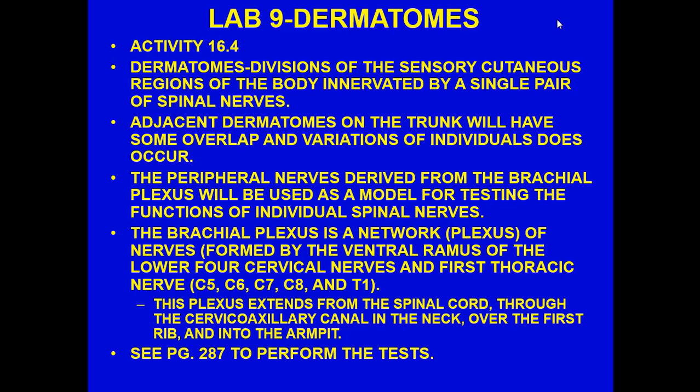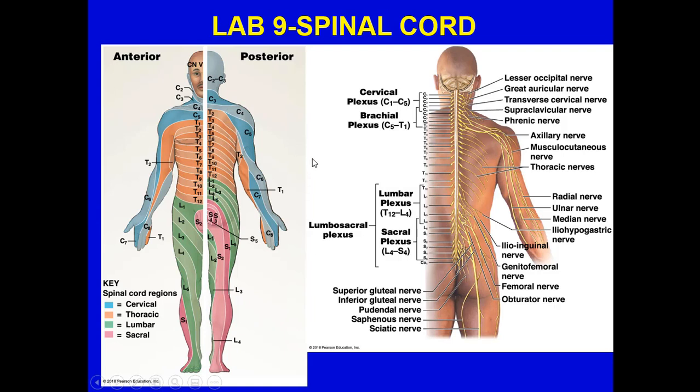The brachial plexus is a network, a plexus, of nerves formed by the ventral rami of the lower four cervical nerves and the first thoracic nerve. So C5, C6, C7, C8, and T1, they fuse together and then form this network. And then this plexus extends from the spinal cord through the cervicoaxillary canal in the neck, over the first rib, and into the armpit. If you want to do some of the testing that you see on page 287, it'll help you to understand where some of these things are.